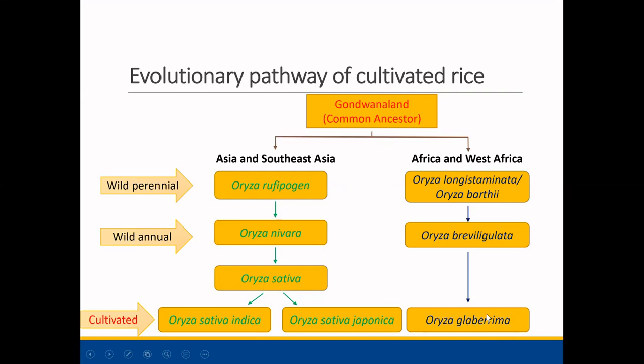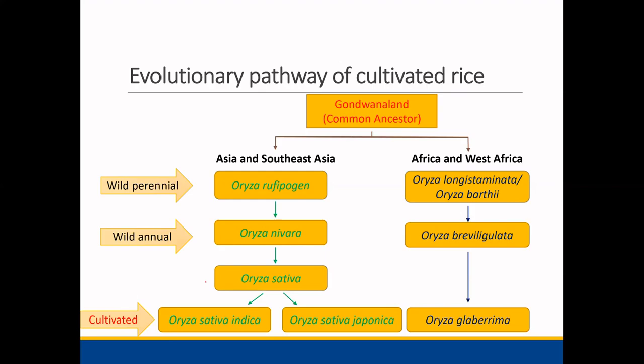In Asia, the Oryza sativa, the cultivated rice, had two types: Oryza sativa indica and Oryza sativa japonica. We will look at the difference. So these are the cultivated types. Now, I can take a pen. When we talked about this, we told that.